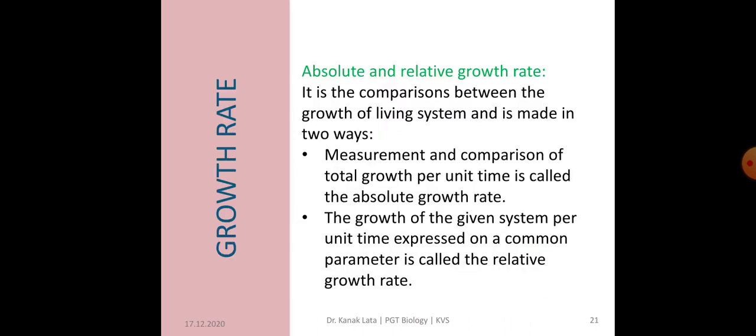Now the last topic of today's session is growth rates. Growth rate is the comparison between the growth of living systems. It is of two types, that is absolute growth rate and relative growth rate. If measurement and comparison of total growth per unit time is taken, then it is called absolute growth rate. And when the growth of a given system per unit time is expressed on a common parameter, then it is called relative growth rate.